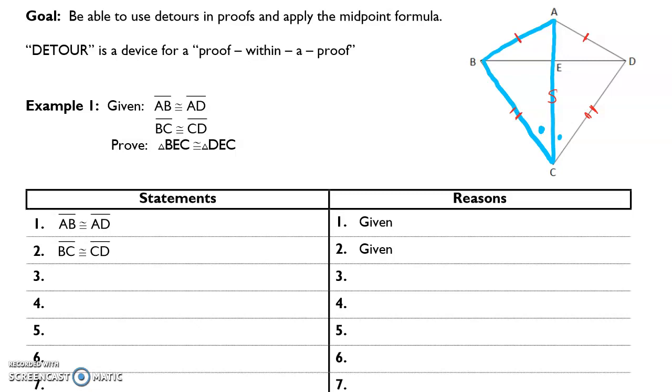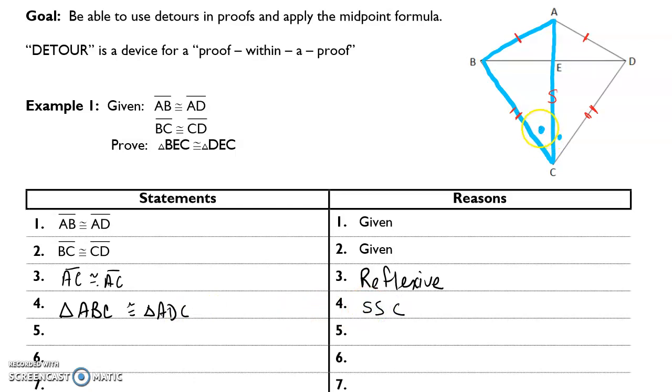So if I were writing this proof up, I know that these are given, okay, and then I'm going to state that segment AC is congruent to itself by the reflexive property. And from here, my triangles are now congruent, making sure I name them appropriately. So if I name the first one triangle ABC, the second one would have to be triangle ADC, and that is side, side, side congruence.